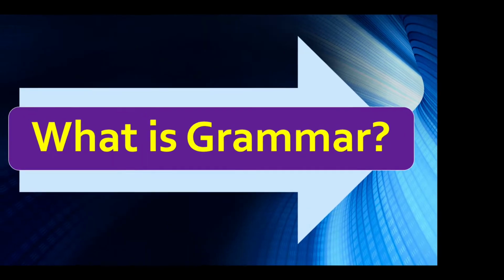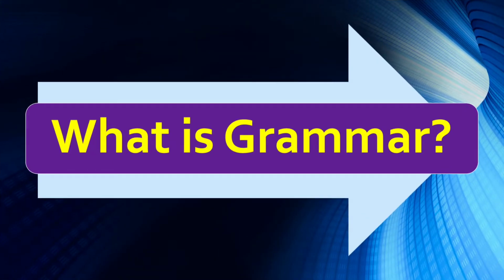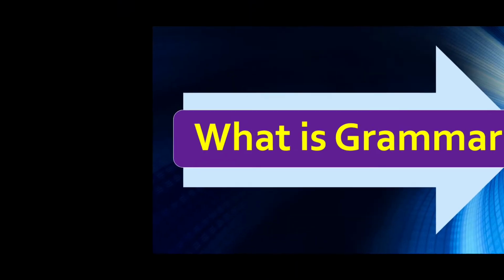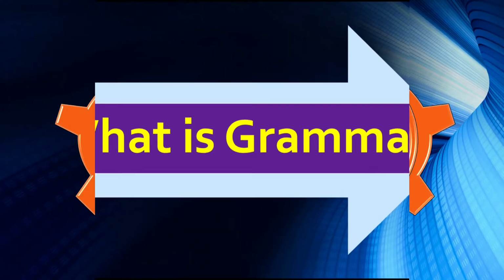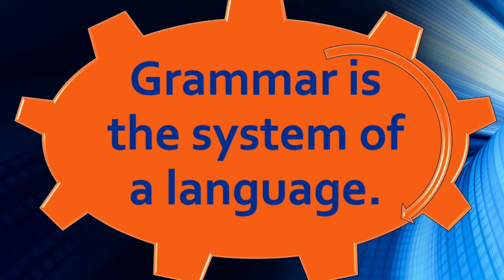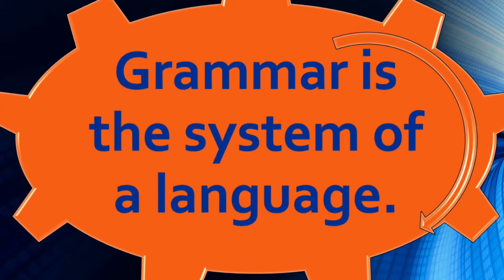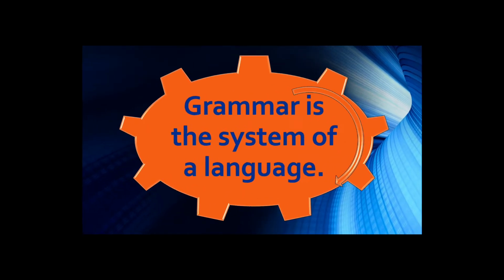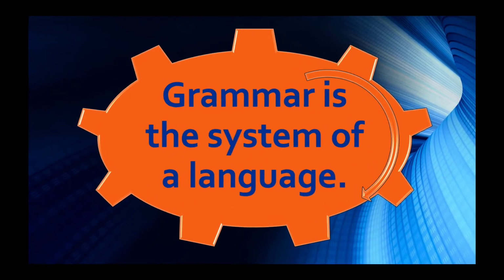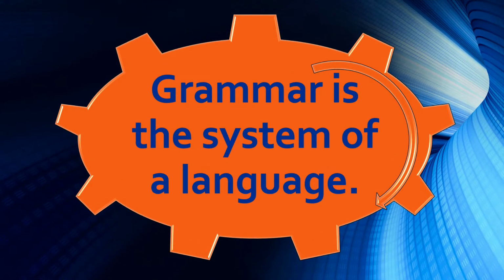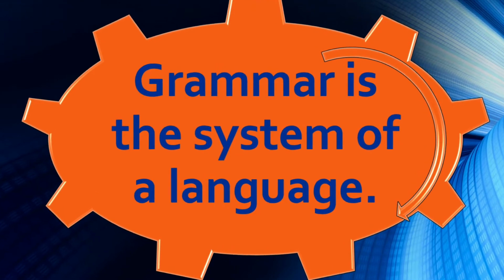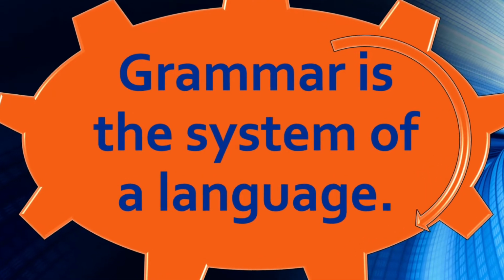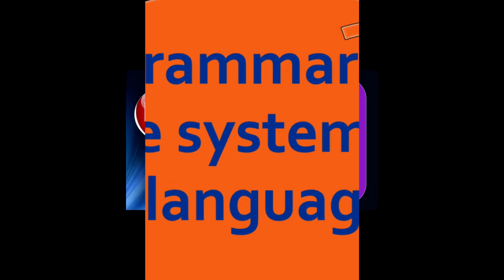Here we are going to discuss the philosophical part of grammar, not in the traditional sense that we have studied in grammar books. So let us come to our first point. The first point is grammar is the system of a language. When we say system, it is very much related to science, because scientific knowledge has system, has certain patterns, can be proved, can be verified. So grammar is the system of a language.